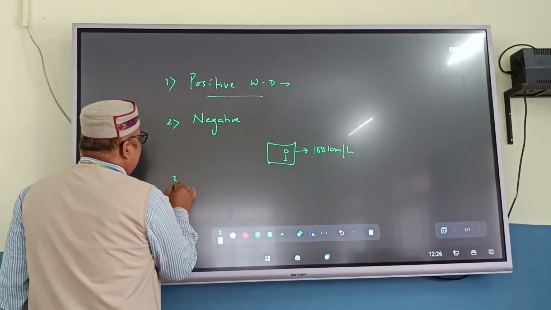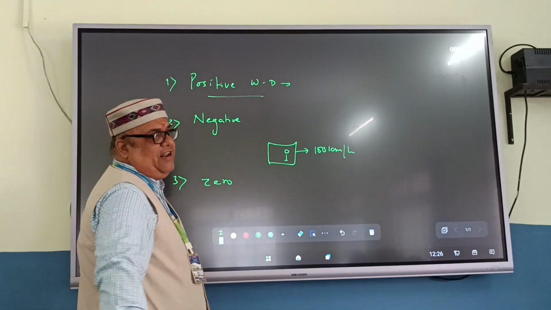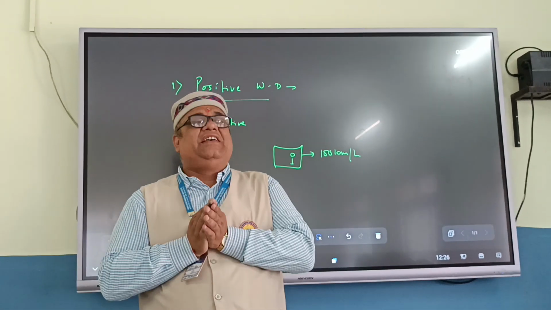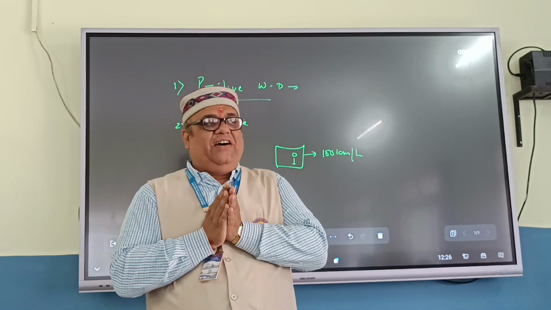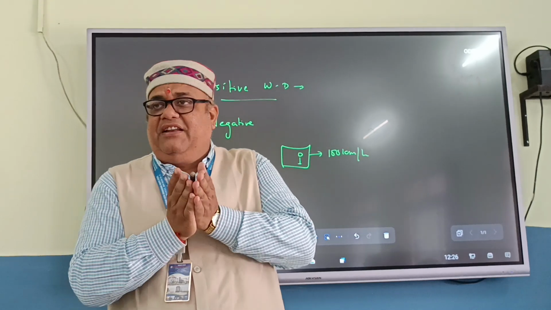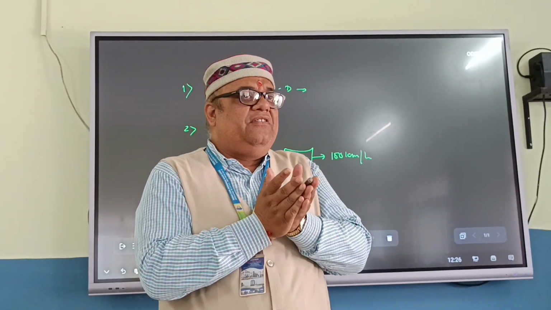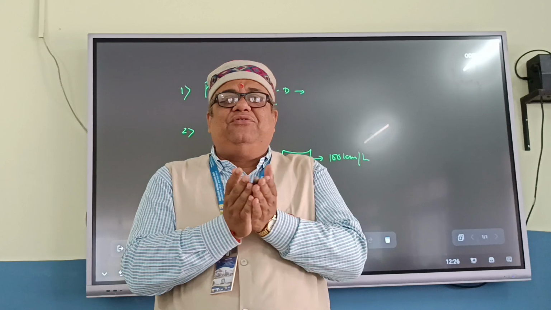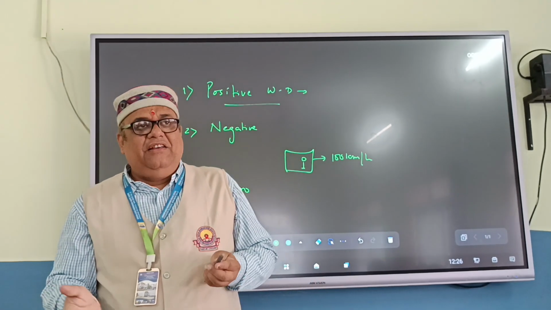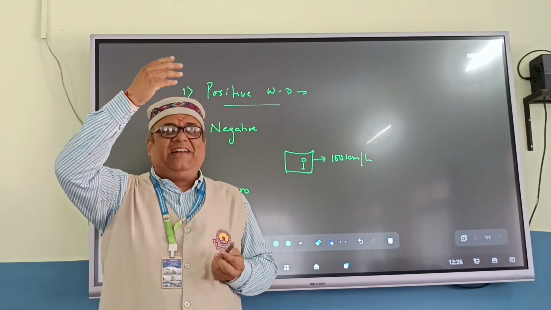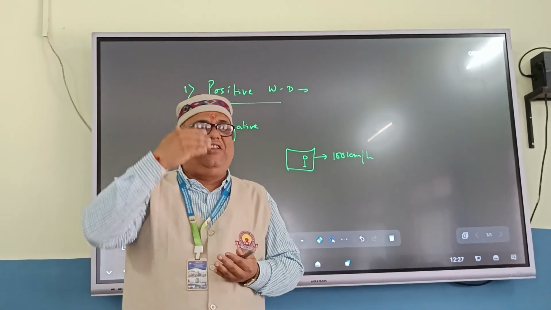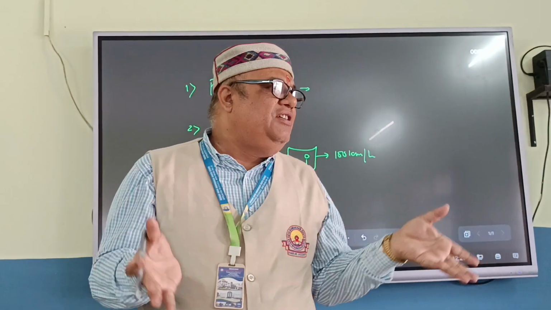What kind of work done? Zero work done. What is zero work done? Say for example, I am throwing an object like this and it comes back to my hand. What amount of work has been done? Zero. Why do you say zero? Because there is no displacement. The object has gone to a certain height and it returned to the hand again. It came back to the same point from where it originated. So that makes it zero displacement.